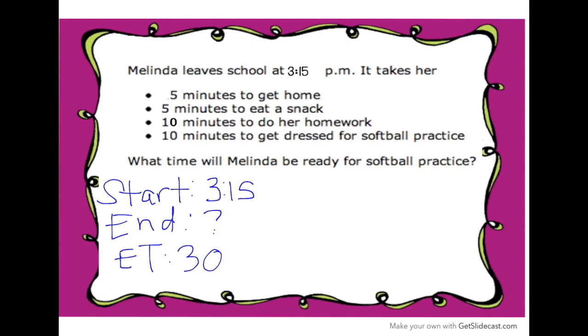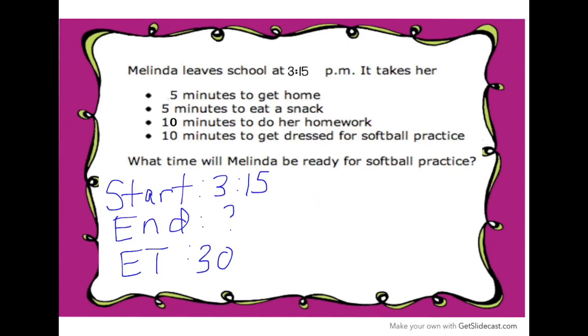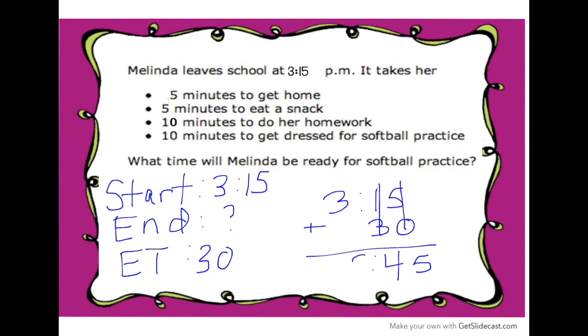So now, if I'm looking for end time, I'm going to go ahead and add these up. All right, 3:15 here. And I'll add 30 minutes. And let's go ahead. 5 plus 0 is 5. 1 plus 3 is 4. And we'll bring down our hour. Melinda was ready for softball practice at 3:45.